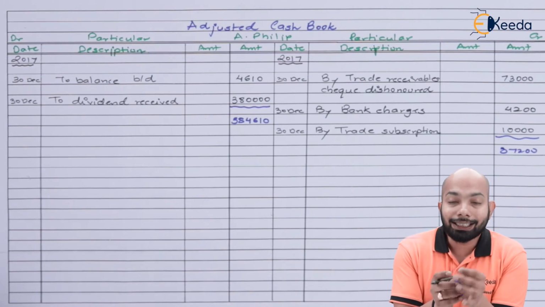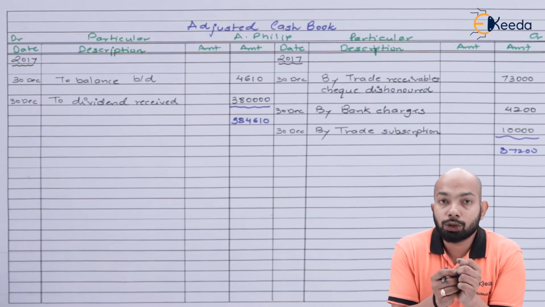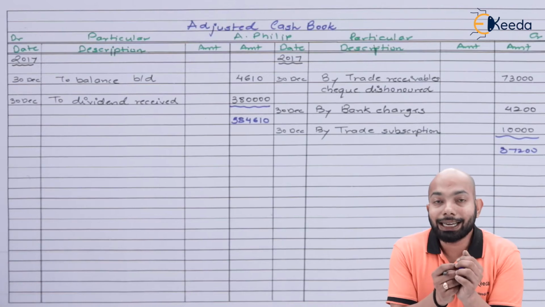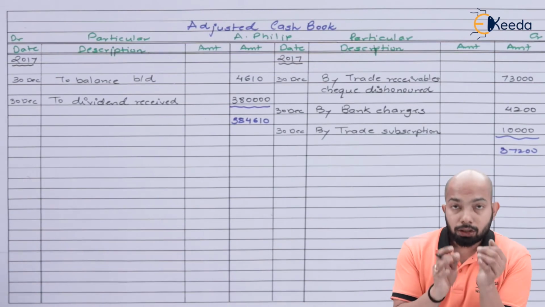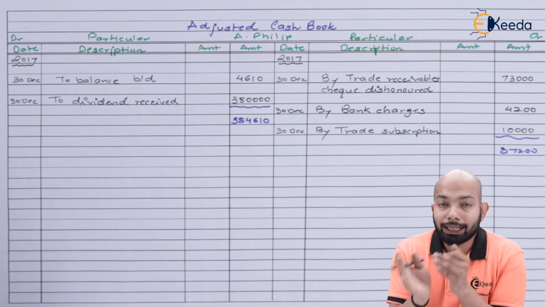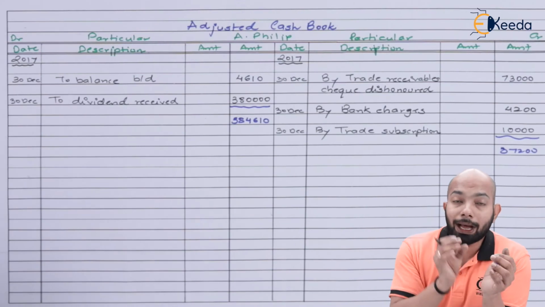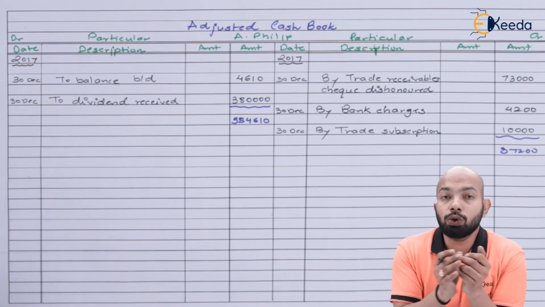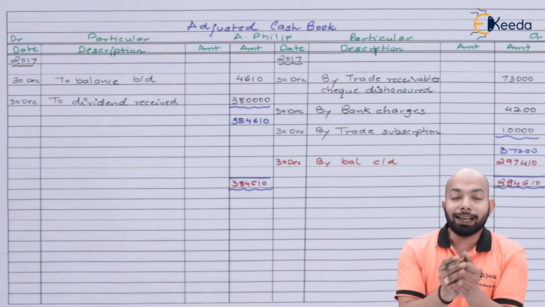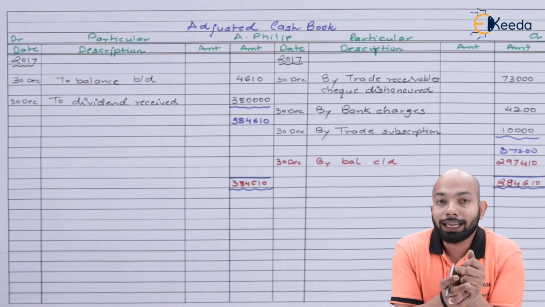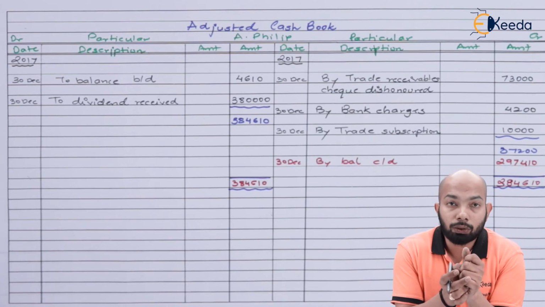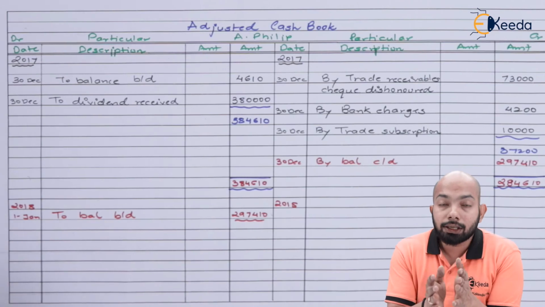It is clearly seen that the debit side is 3,84,610 and the credit side is 87,200. So that means the balance is on the debit side and that will be brought forward, and whatever balance is being brought forward will be used for the opening balance. So the balance that will be carried forward is 2,97,410. So now we have prepared the adjusted cash book.